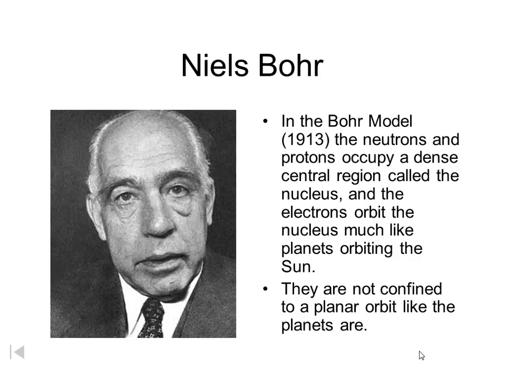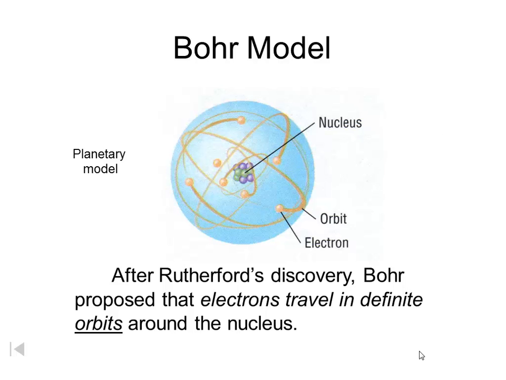I'm not going to get into the experiments that led him to believe this, but they call it the planetary model. The nucleus is the sun, and the electrons are the planets orbiting around the sun in a fixed orbit. Later, we find that's not necessarily true. Here's a little picture of the Bohr model: the nucleus in the middle and the electrons going around in orbit. That's the traditional one that was around for a while.